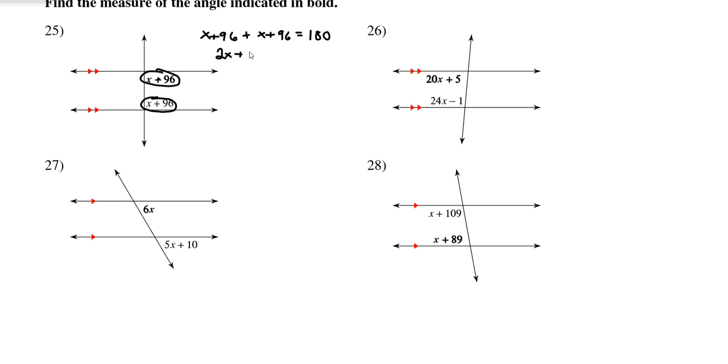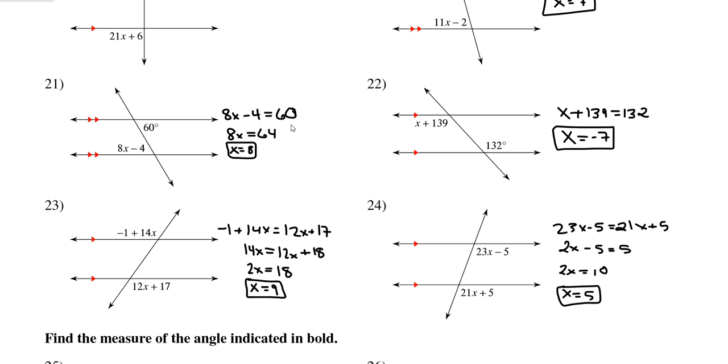96 plus 96 is 192. Subtract 192 from both sides of the equation. Get negative 12. And then divide by 2 on both sides, you get x equals negative 6. So that is not actually my answer. That's what my answer would have been in the previous ones.